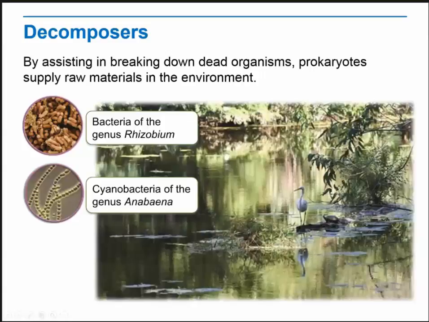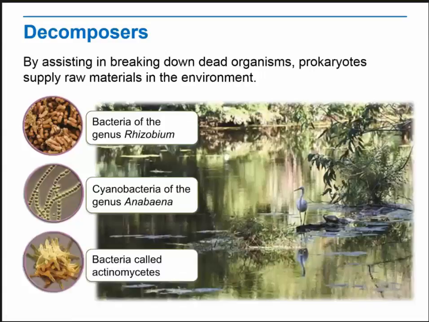Some types of cyanobacteria form filamentous chains in ponds and other aquatic environments, where they perform photosynthesis. Bacteria called actinomycetes are present in soil and in rotting plant material such as fallen logs, where they decompose complex organic molecules into simpler molecules.